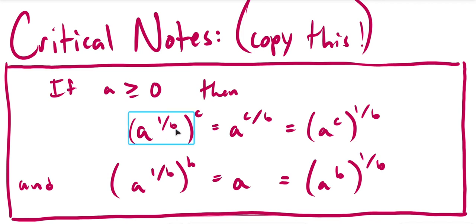A to the 1 over b to the cth power is a to the c over b. And this is the same thing as a to the c to the 1 over b power. And this is somewhat of the way that we can start to decide what fractional powers are. And if I have a to the 1 over b to the b, or a to the b to the 1 over b, both of these cancel and I just get a to the 1, or a.